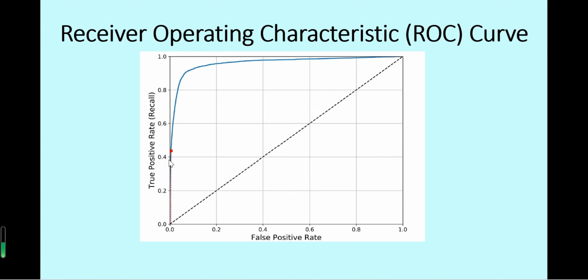So in this case, the ROC AUC here is almost 0.9, almost, right?